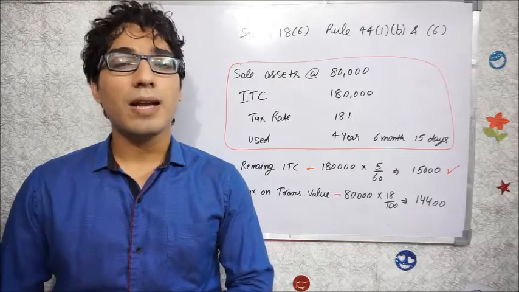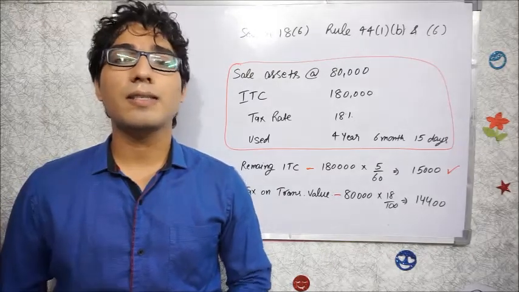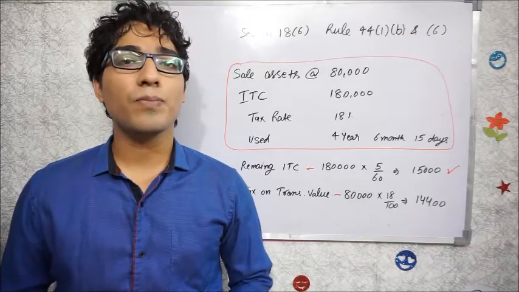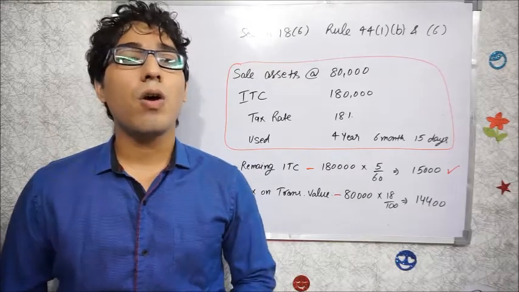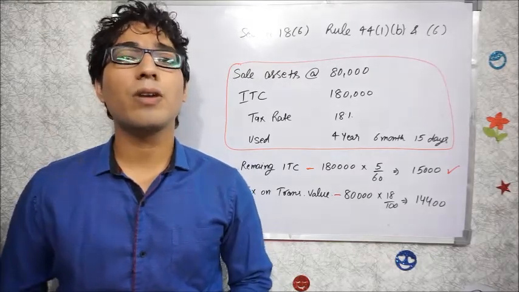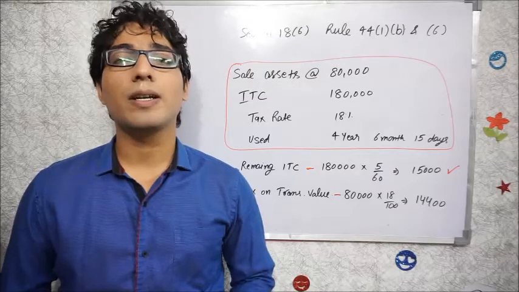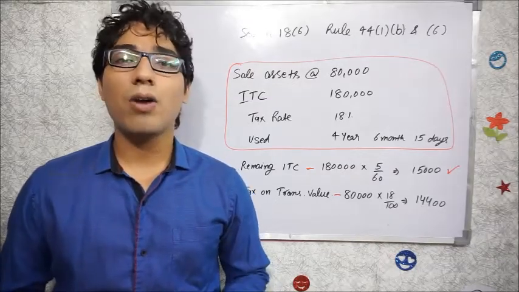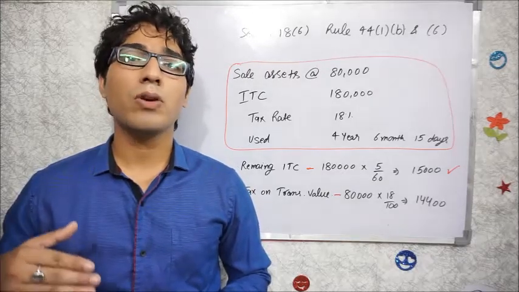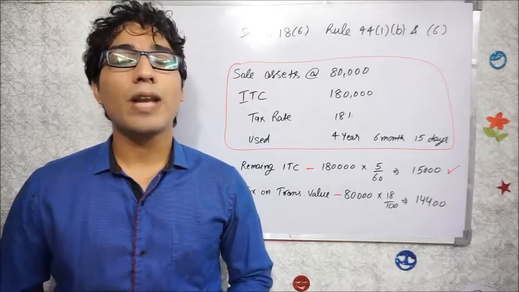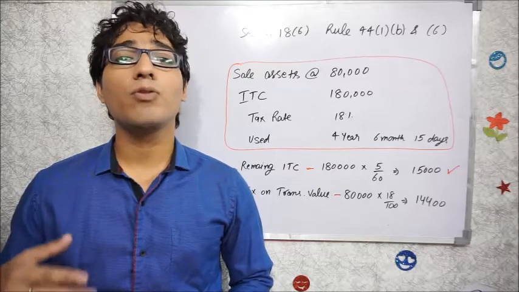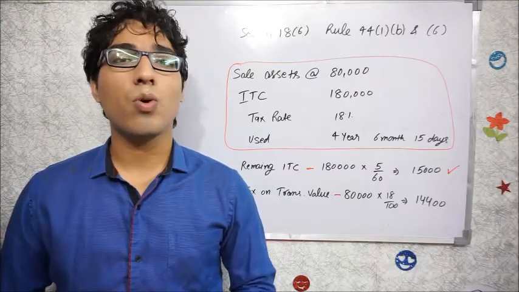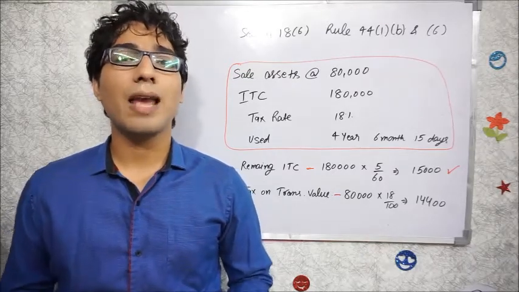Section 18 subsection 6 says that at the time of sale or supply of capital goods, you have to calculate the tax and pay the tax. So how to calculate and pay the tax? The tax would be the higher of two amounts. I'm going to tell you the two amounts, and whichever is higher, you have to pay tax on that amount. So how will the amount be calculated?